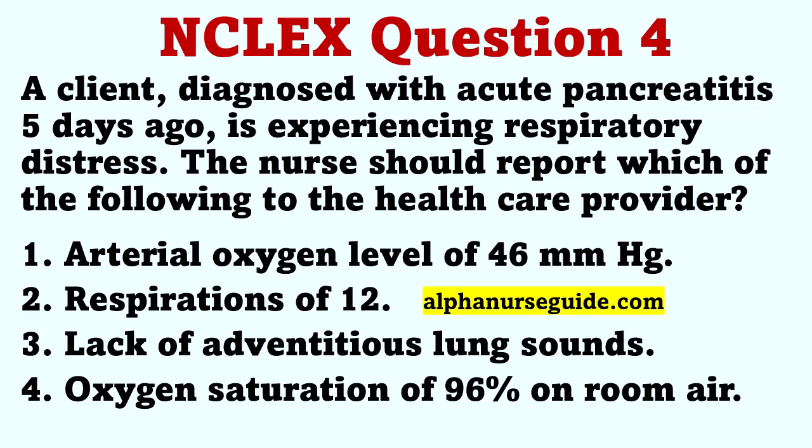Manifestations of adult respiratory distress syndrome secondary to acute pancreatitis include respiratory distress, tachypnea, dyspnea, fever, dry cough, fine crackles heard throughout lung fields, possible confusion and agitation, and hypoxemia with arterial oxygen level below 50. The nurse should report the arterial oxygen level of 46 to the healthcare provider.